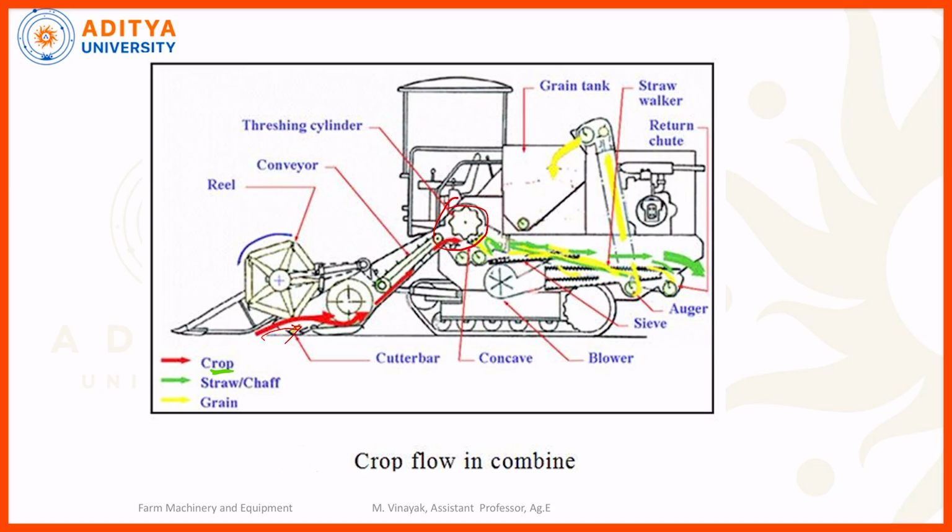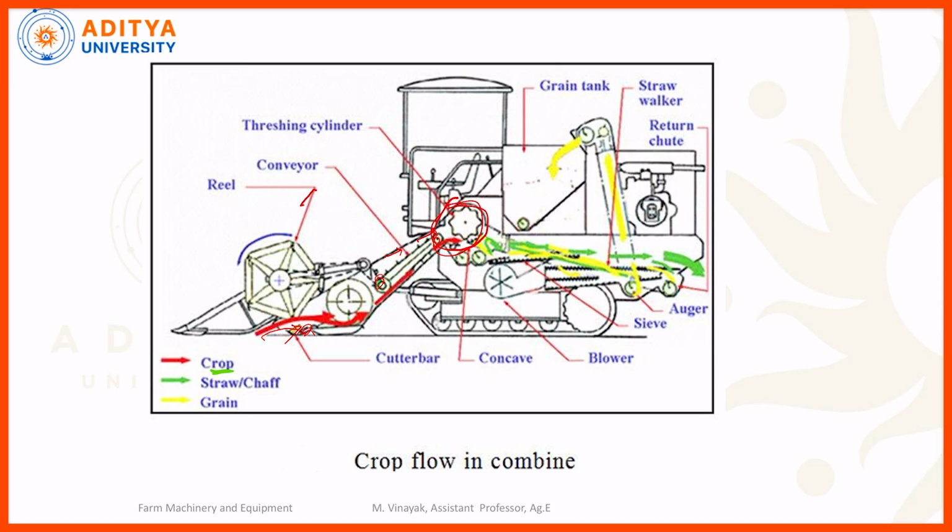Just now I have explained, this one is a reel. The reel guides the crop towards the cutter bar. Here the cutter bar cutting operation will be carried out. By using the feeder roller and conveyor, the harvested crop is conveyed towards the threshing chamber, right. Here the threshing operation is carried out, the separation of grain from the chaff material.